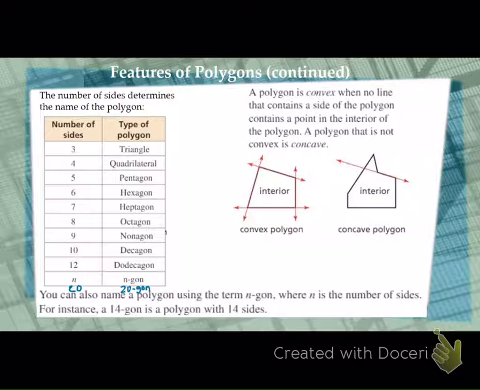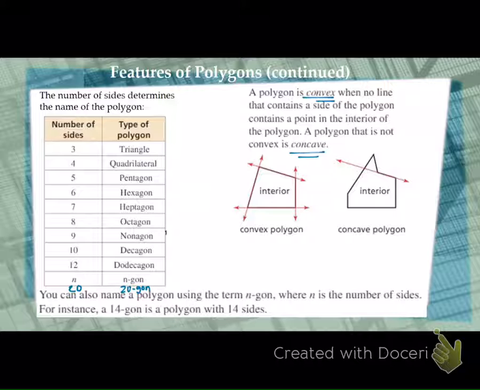A polygon is convex. That's important that you know that. When no line that contains the side of the polygon contains a point in the interior of the polygon. And a polygon that is not convex is called concave. It's not considered a real polygon, I guess, if it is not convex. So what I think of when I think of convex and concave, you know, like a cave you can go into.